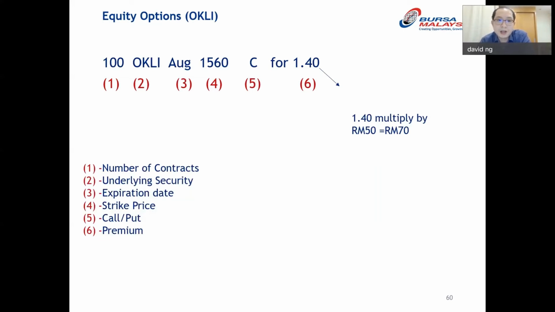Say, for example, this is 100 lots OKLI August contract for a strike price of 1,560, and the type of option is a call option for 1.40. Now, this 1.40 is not 1 ringgit 40 cents. 1.40 means you have to multiply by the point value for this OKLI. OKLI, the derivative, is always following the FKLI contract. So every 1 point is 50 ringgit. So the cost of this contract per lot basis is 70 ringgit. So this is how you quote options, and if you're buying a put and call, it's a similar concept.